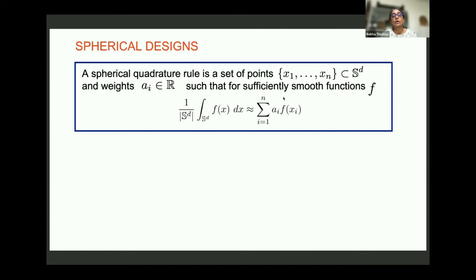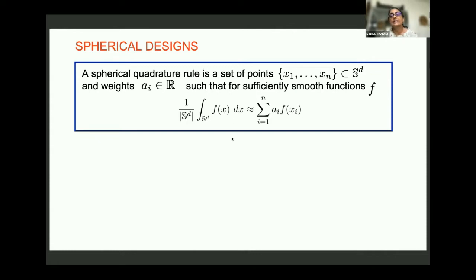Okay, so a spherical quadrature rule on the unit d-sphere is just a collection of finitely many points. Let's call it x1 through xn. And they come with weights. So let's call the weights a_i. These are real numbers. And what they have to do is that for sufficiently smooth functions f, the global average of the function on the sphere, which is what you see here on the left-hand side, has to be roughly equal to the weighted average of the function values at these points, x1 through xn.